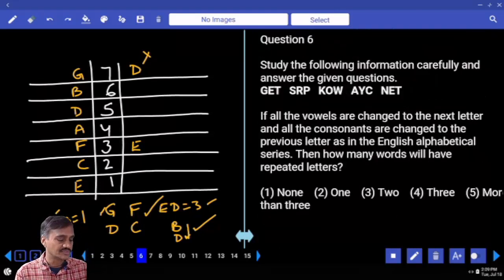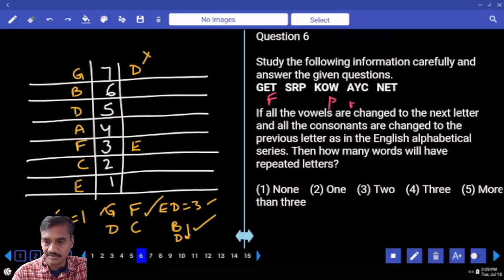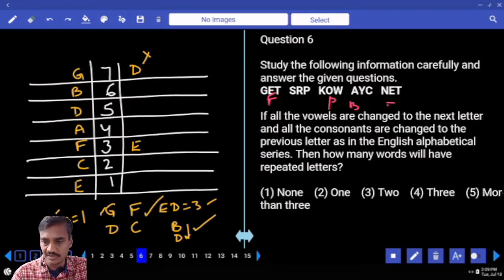Now set number two, question number 6 to 10. It is based on a set of words. If all the vowels are changed to the next letter and all the consonants are changed to the previous letter, then how many words will have repeated letters? The question is about repeated letters, hence we need to check the vowels. E plus 1 has become F. E plus 1 is what? F. And next one, O becomes P, A becomes B, and E becomes F.